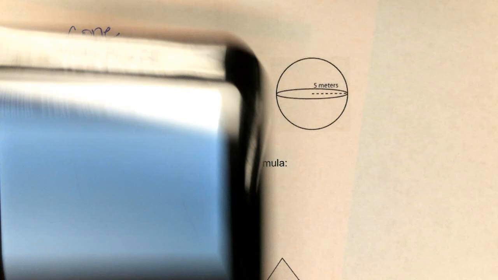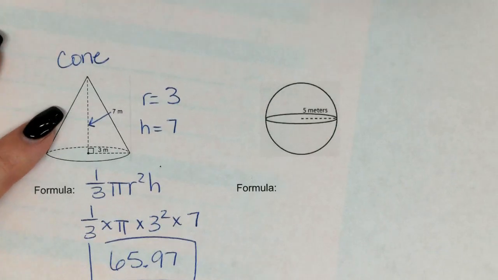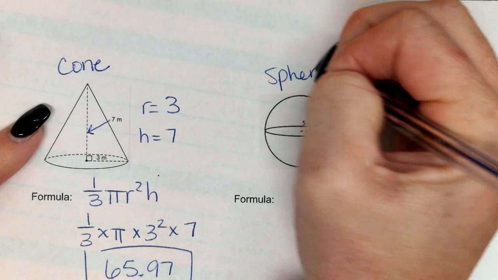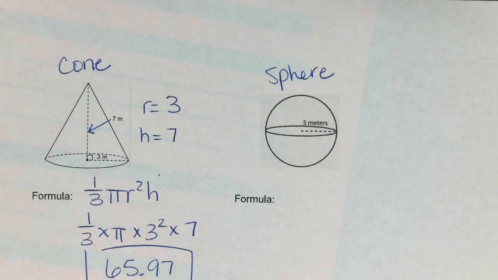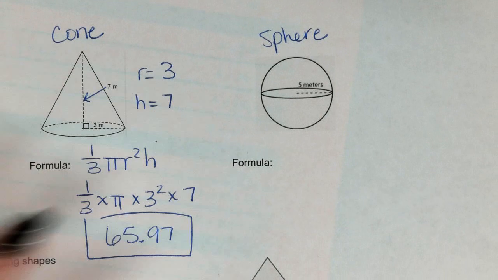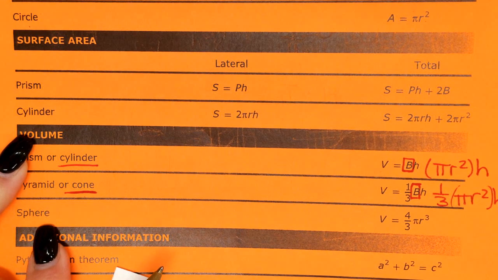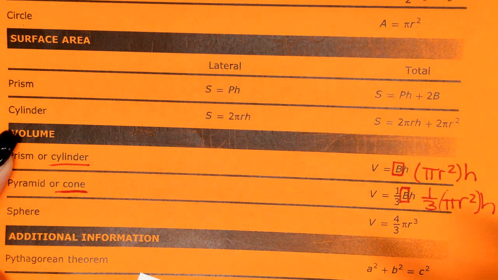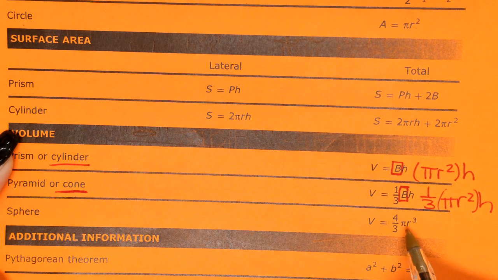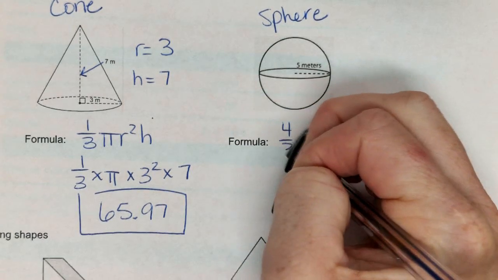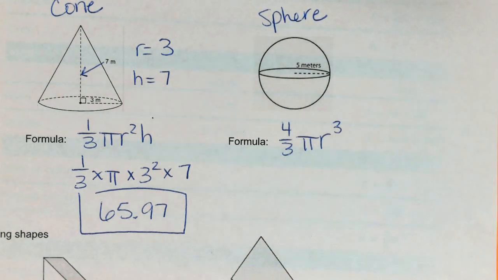Okay, what is this last shape for volume called? A sphere. Very good. They might say basketball, tennis ball, soccer ball. They might just call it some type of ball, but it's a sphere. So I go to my star chart to volume, find sphere, and I write this formula down. 4/3 pi r, is it squared? No, pi r cubed. So I write down 4/3 pi r to the 3rd power.